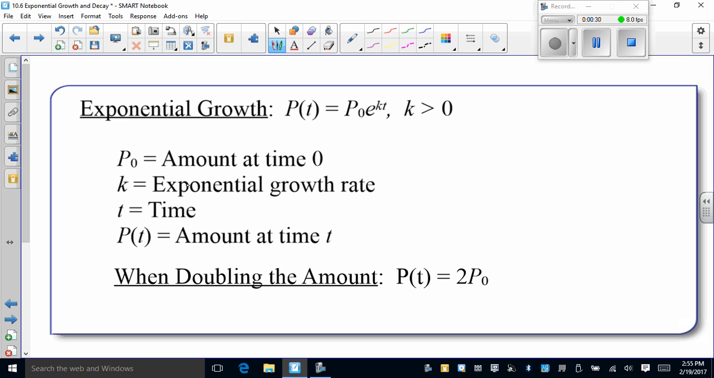When they're doubling the amount, P of t equals 2 times P sub naught. And that is what they say, P sub naught, because it's a subscript, the 0, times 0.